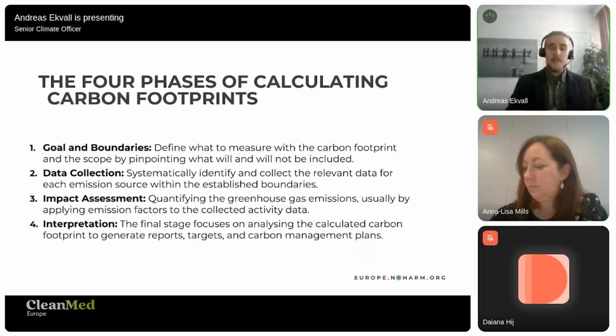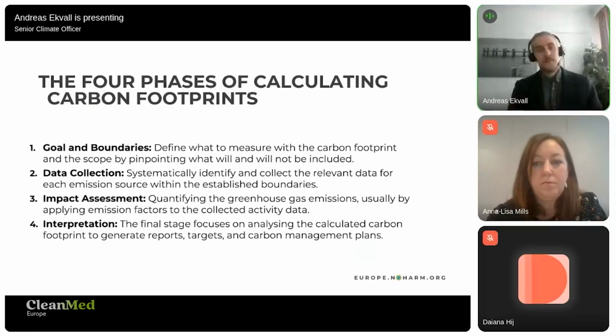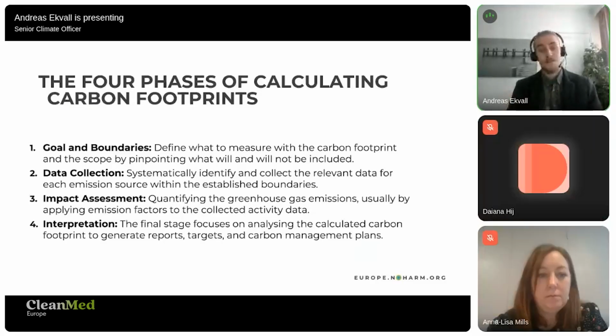We can simplify the process of calculating a carbon footprint into 4 distinct phases. The first phase concerns defining the goal and boundaries. This involves clearly defining what you want to achieve with the carbon footprint calculation, including what will be measured, what to include, and what not to include in the carbon footprint.